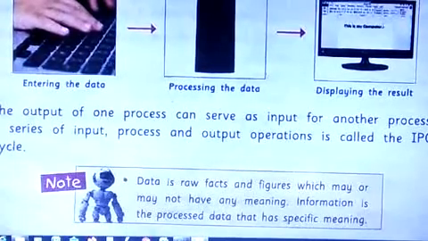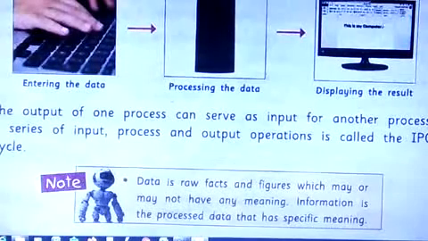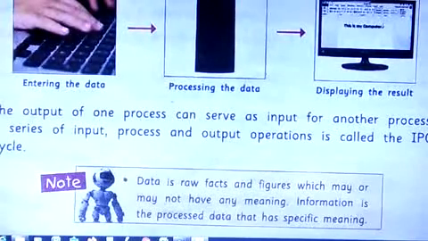These processes are combinedly known as the IPO cycle. So the next question that arises is, what is the IPO cycle? It is a series of input, process and output operations. I stands for input, P stands for process and O stands for output. So dear students, don't change their sequence. I means input comes first, process comes second and output comes last in the working of a computer.